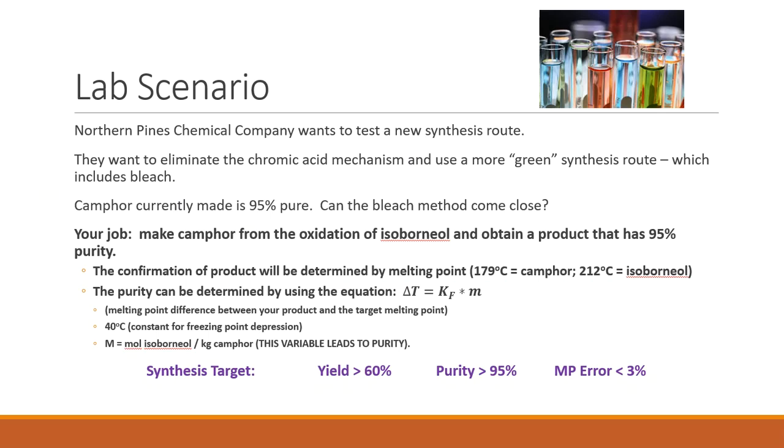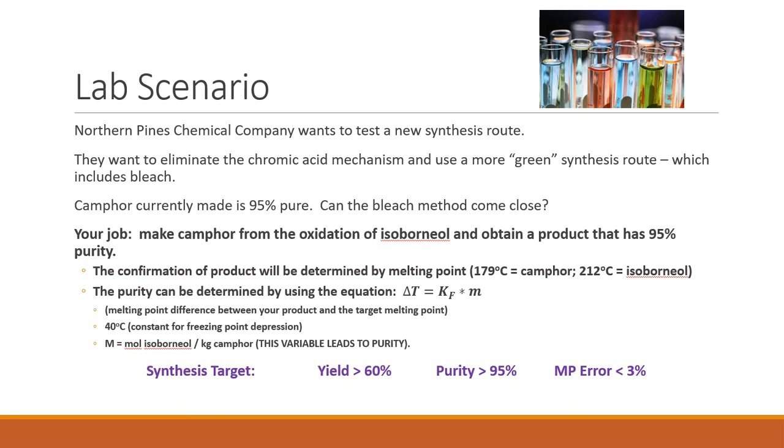So the lab scenario: Northern Pines Chemical Company wants to test a new synthesis route. They want to eliminate the chromic acid and use a more green route, which includes bleach. The camphor that they currently make is 95% pure. So they're going to let you use bleach, and they're going to want to know, can you get 95% purity out of this using bleach as a reagent instead of chromic acid as a reagent? And if so, then bleach is going to be a very good substitute for the environmentally hazardous chromic acid that's used in the old process.